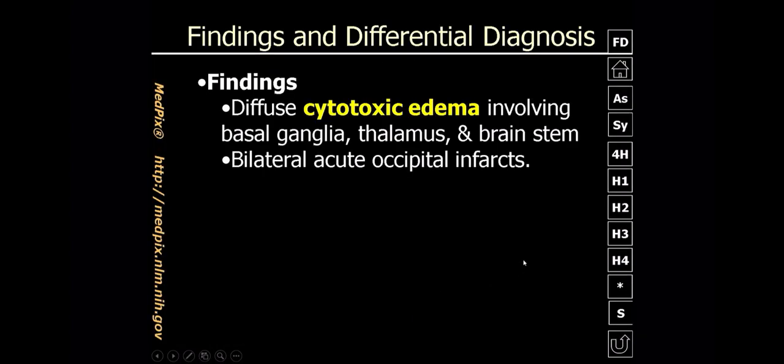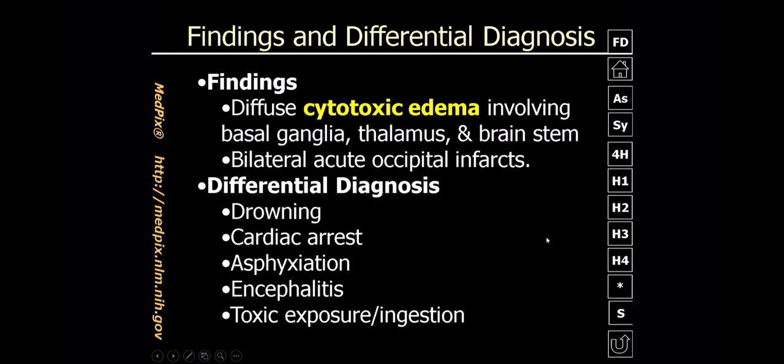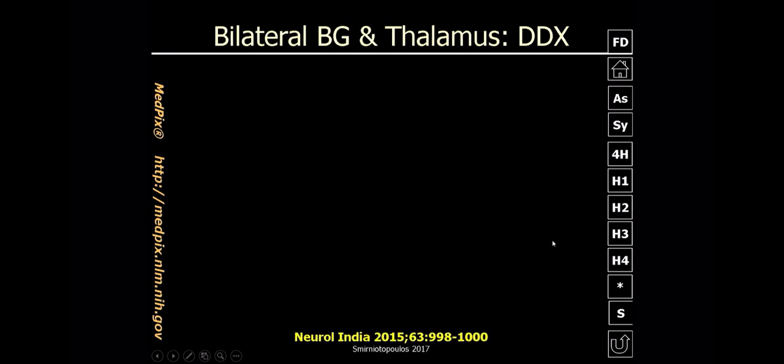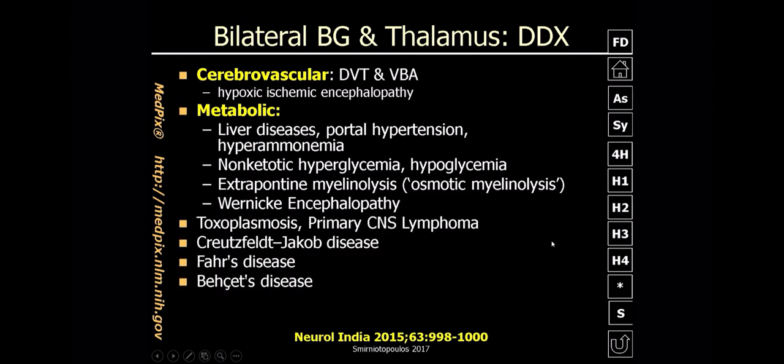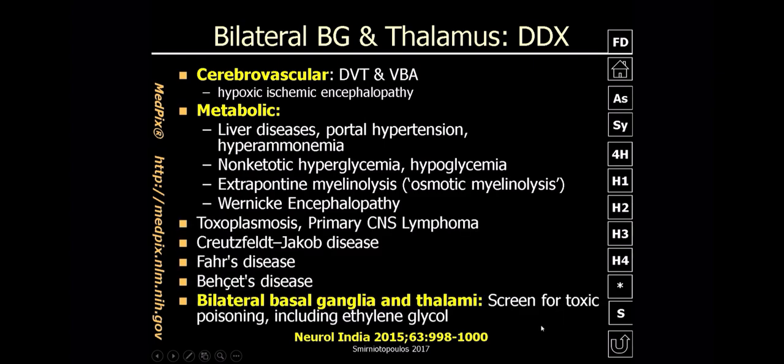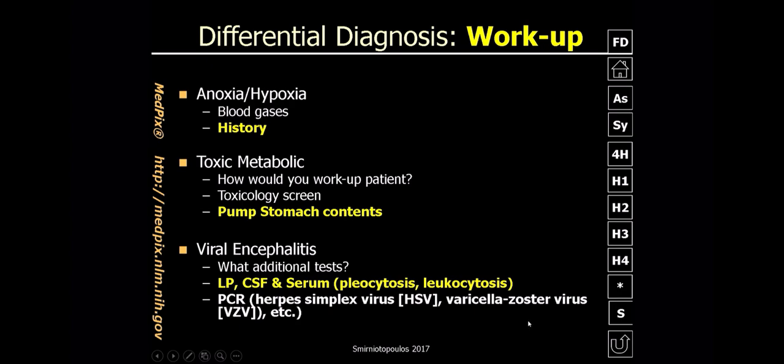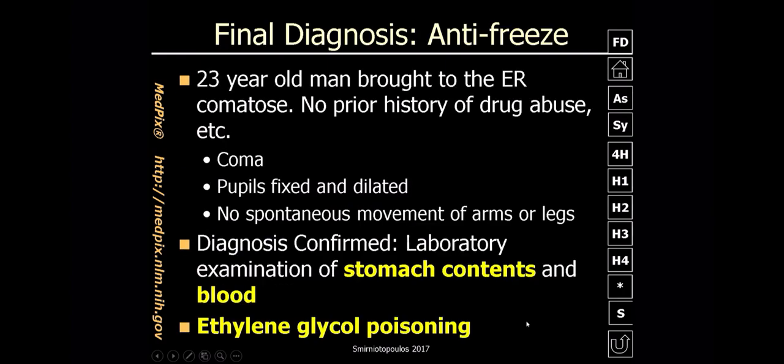So we have, once again, localization to the gray matter, suggesting cytotoxic edema. We can develop a very broad differential diagnosis that we might have to sort through: drowning, cardiac arrest, asphyxiation, encephalitis, toxic exposure or ingestion. In this particular patient, somebody was relatively smart and said, you know, we need to screen this patient for organic alcohols like methanol and ethylene glycol. They pumped out the patient's stomach contents and the patient had ethylene glycol. The patient had ingested antifreeze.